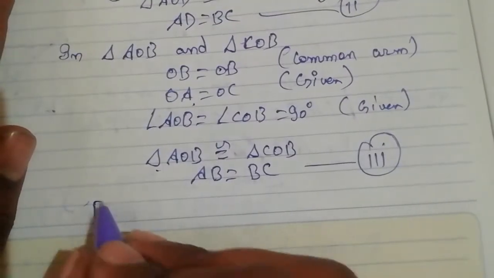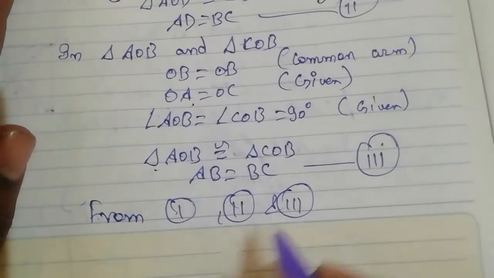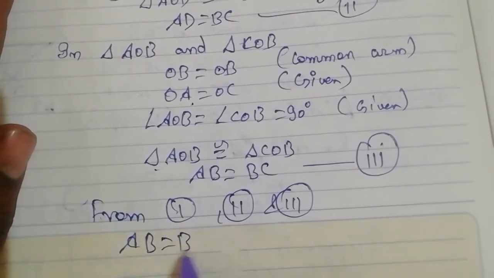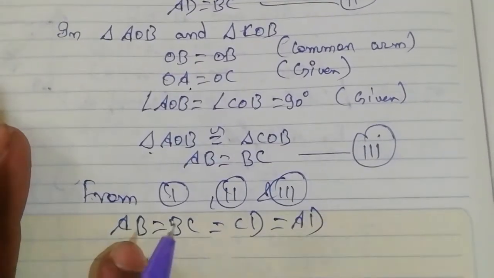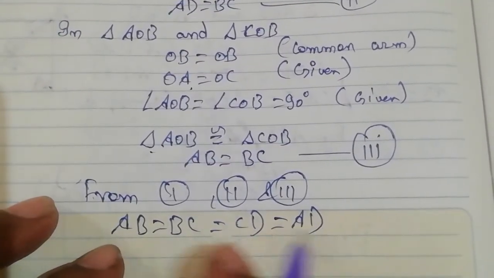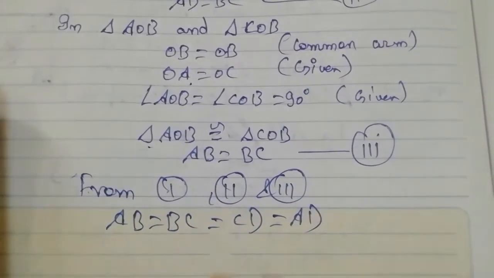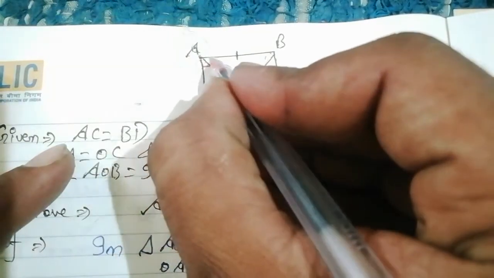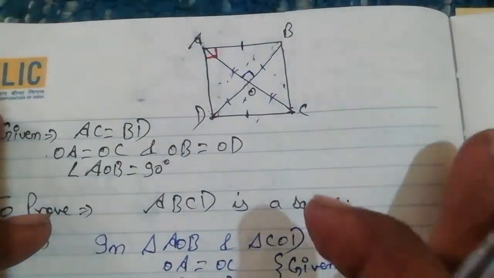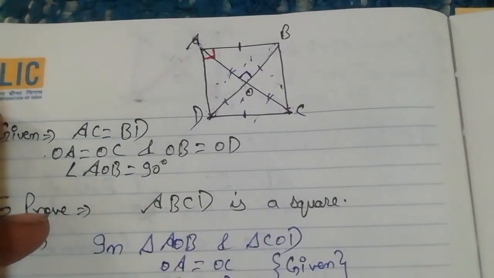So now from all these three conclusions, first, second and third, we can say that AB is equal to BC is equal to CD is equal to AD, because AB is equal to CD and also BC is equal to CD. So we can say that all of these sides are equal. Now for a square we need to prove one of its interior angles as 90 degrees. So we will prove angle A as 90 degrees, or any of the angles as 90 degrees. For that we need to take two triangles.